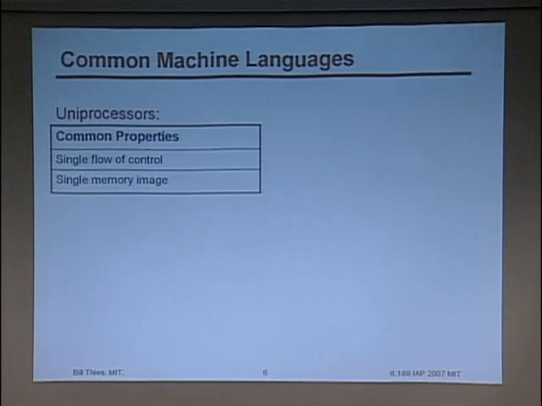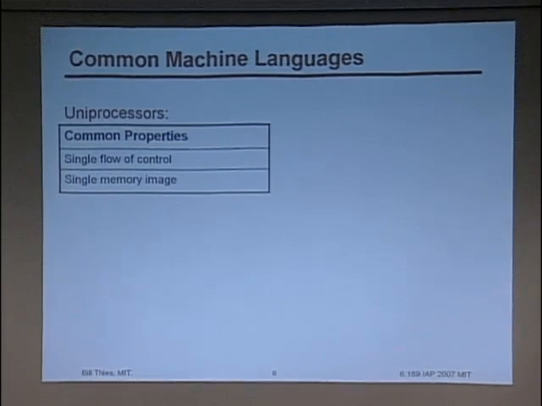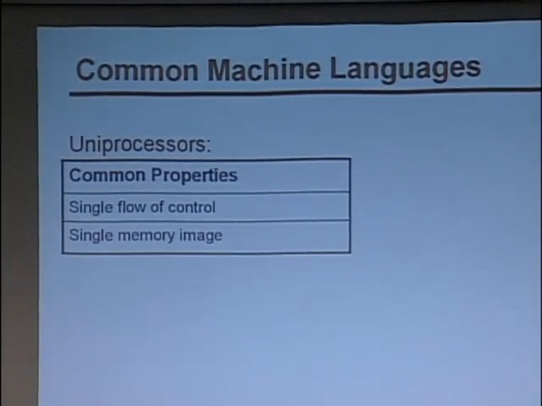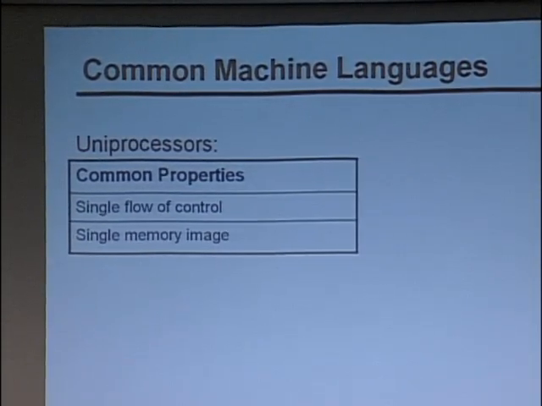Well, let's look a little deeper into this notion of a common machine language. So why did it work so well for the past 30 years? Well, on uniprocessors, things like C and Fortran really encapsulated the common properties. So things like a single flow of control in the machine, a single memory image are both properties of the language. But they also hid certain properties from the programmer.